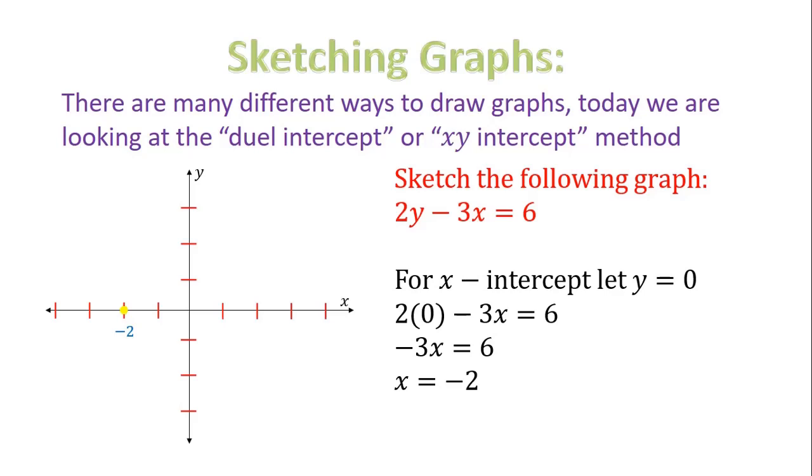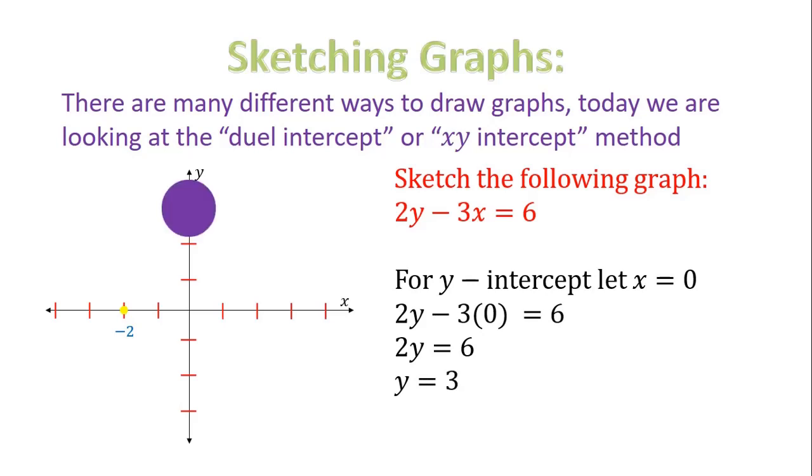Let's look at our other intercept. So for y-intercept, let x equal 0, and so in place of x I just put a 0, which means I get 2y minus 3 times 0 equals 6. So 3 times 0 is 0, and so I have 2y equals 6. Now I don't want 2y, I just want y, and so I divide both sides by 2, and I get y equals 3, and I can plot that point. Lastly, I label the value of 3.